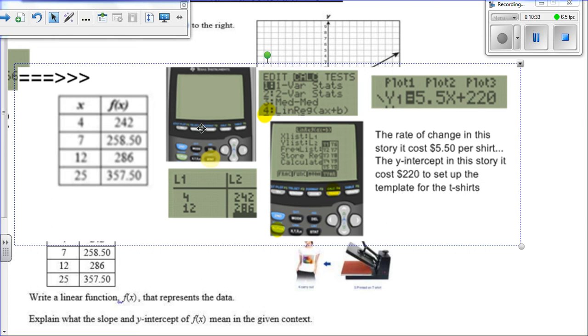So the idea is this: if we go back and look at the XY chart or table, when we had X as 0, Y would be 220. Therefore, 220 is being used before even one shirt is being purchased. And that 220 is for the setup fee. The template is what I imagine would be a most appropriate use.